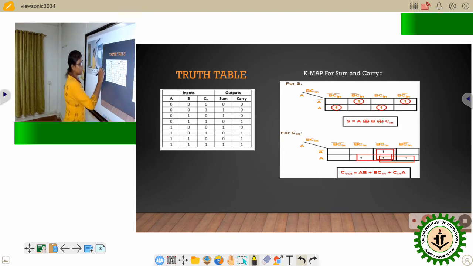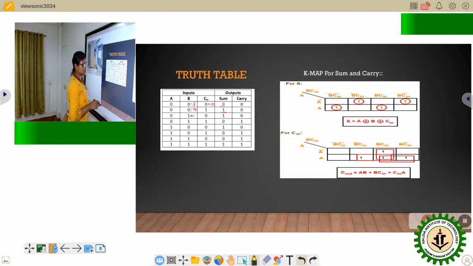In the case of a full adder, we have 3 inputs, so the possibilities are of 8 types. 0 plus 0 is equal to 0, so there is no carry. The sum will be 0 and the carry will be 0. In the case of 0 plus 1, the sum will be 1, but there is no carry, so the carry will be 0. And 1 plus 0 is equal to 1, the sum will be 1, but we are not taking any carry, so the carry will be 0.